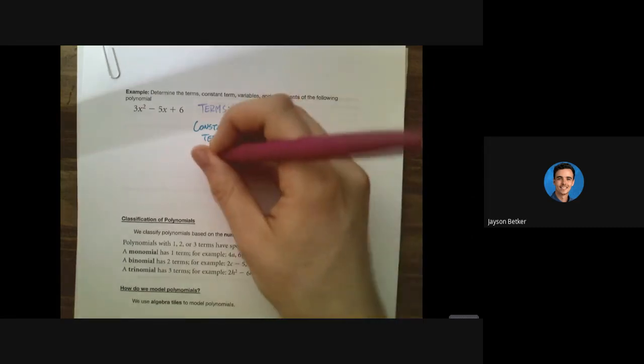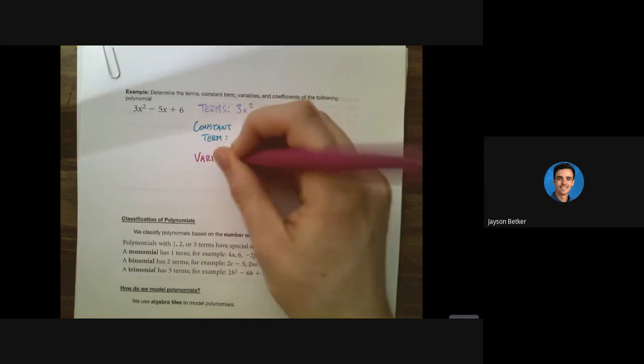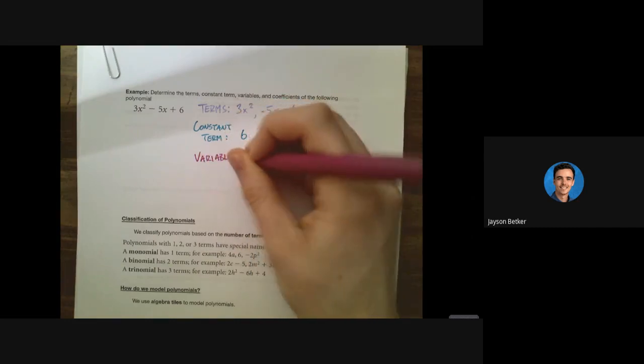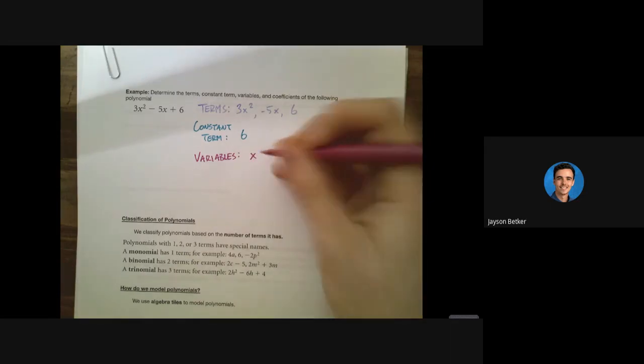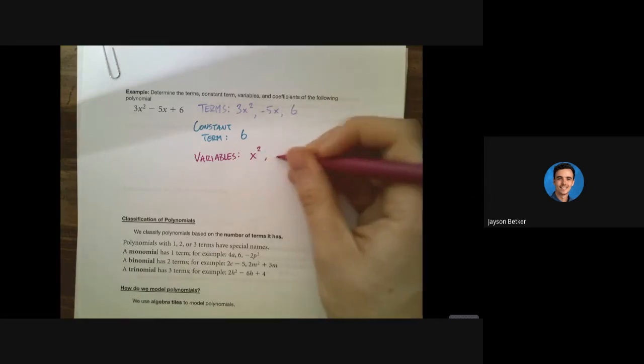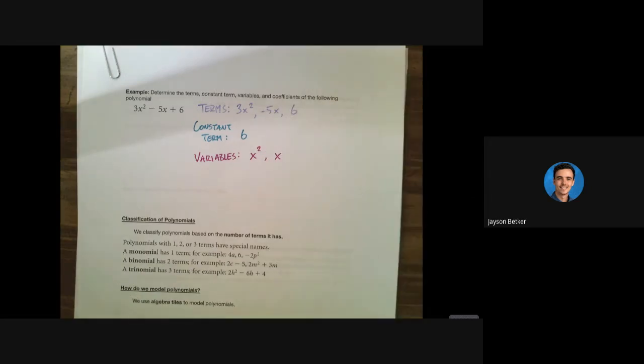What are the variables? Now, technically, our only variable here is x. That's what we're using. I'm actually going to just say that we've got a variable of x squared and a variable of x. That way we just know that we've got x to the power of 2 and x to the power of 1. So there's our variables. And then finally, what are our coefficients?